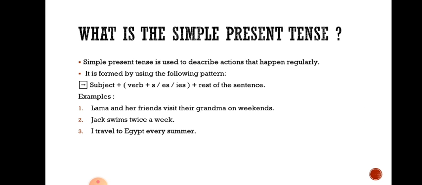Examples: Lama and her friends visit their grandma on weekends. So Lama and her friends is the subject, visit the verb, their grandma on weekends the rest of the sentence. Jack swims twice a week. The subject is Jack, the verb is swims, and the rest of the sentence is twice a week. I travel to Egypt every summer. I is the subject pronoun, travel the verb, and the rest of the sentence is to Egypt every summer.